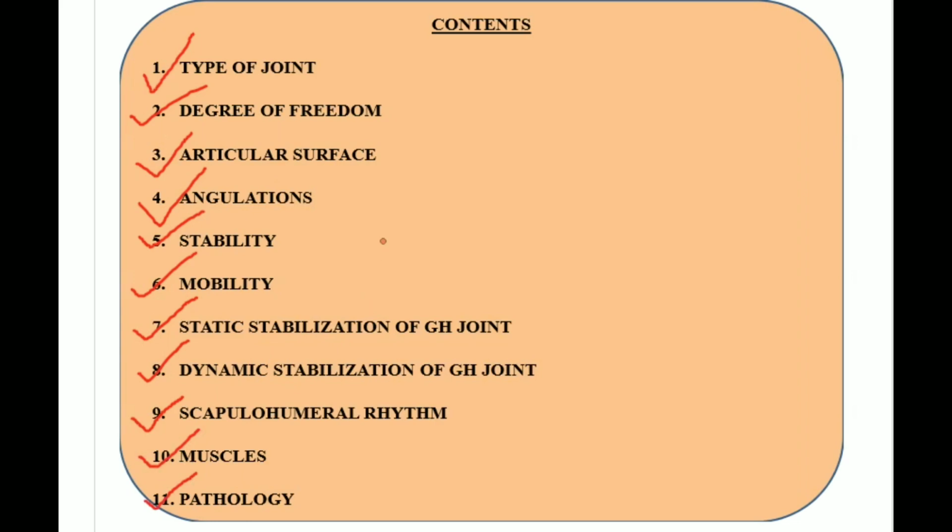So now, if I am going to teach you all these 11 points together, it will be overburden for you. So what I have planned is to divide these 11 points into other lectures. For example, in this lecture we are going to deal till the stability part, and in another lecture we will be dealing with mobility, static and dynamic, and one separate lecture will be there for scapulohumeral rhythm, and in the last lecture of shoulder complex we will deal with the muscles related to the shoulder joint and joint pathology.